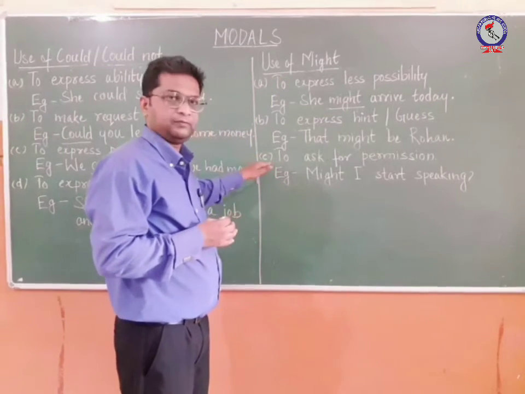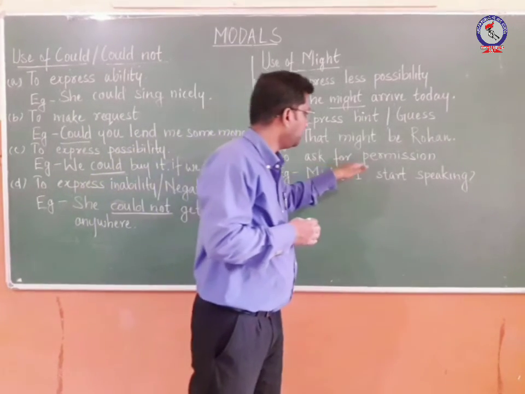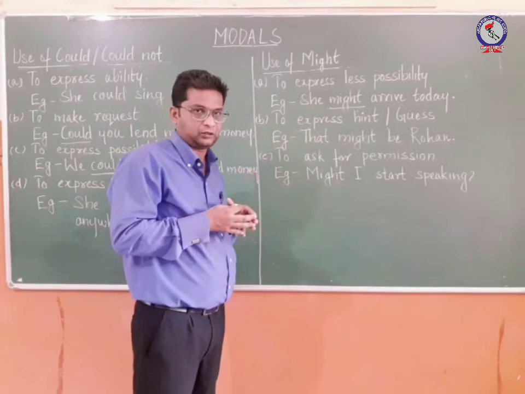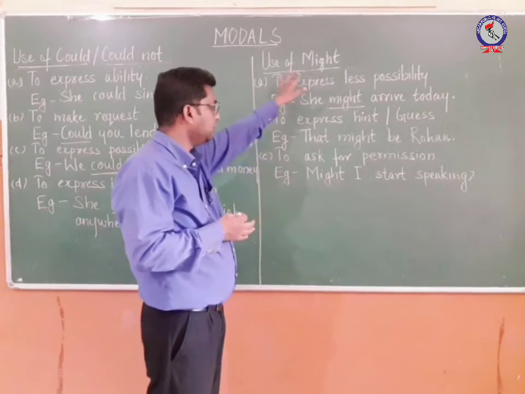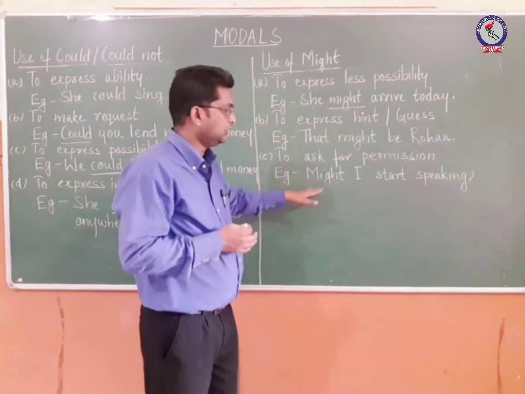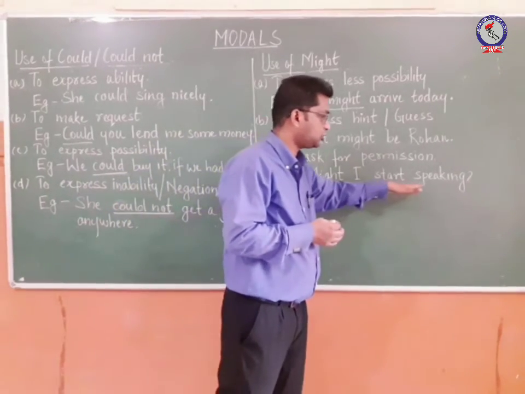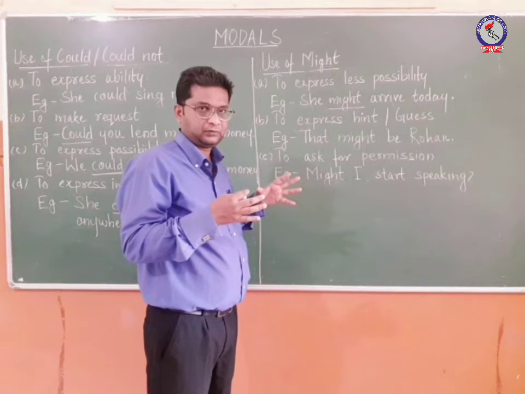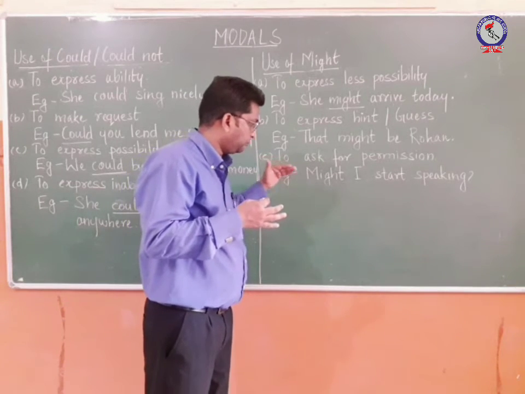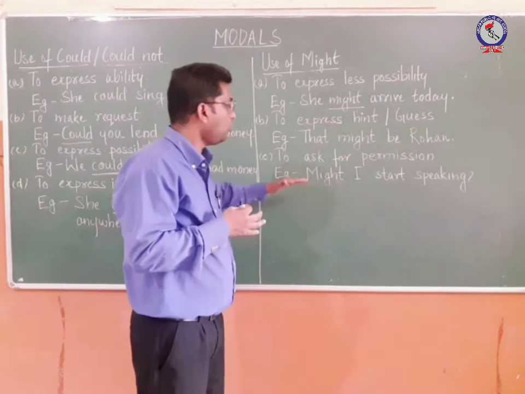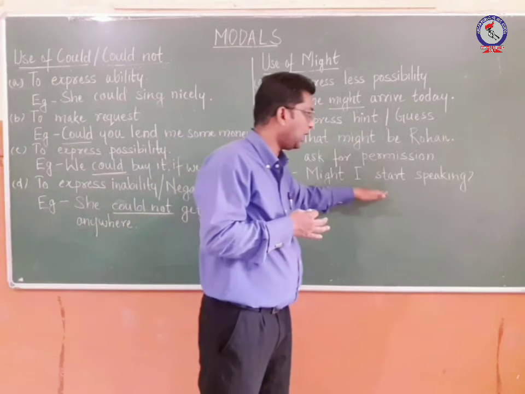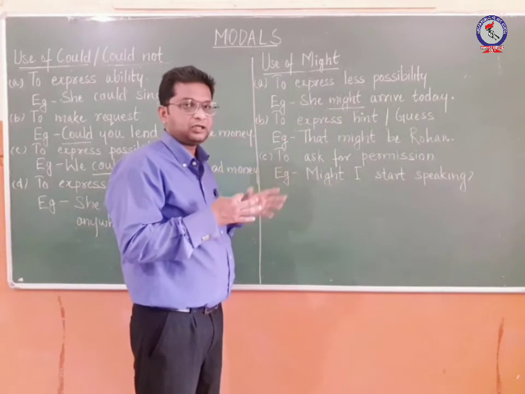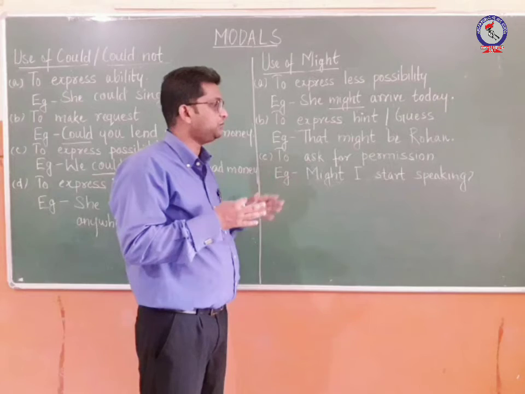And lastly, to ask for permission. If we are asking for permission, we can make use of might. Might I start speaking? In order to start speaking, permission is needed. So, might I start speaking? This is asking or seeking permission.